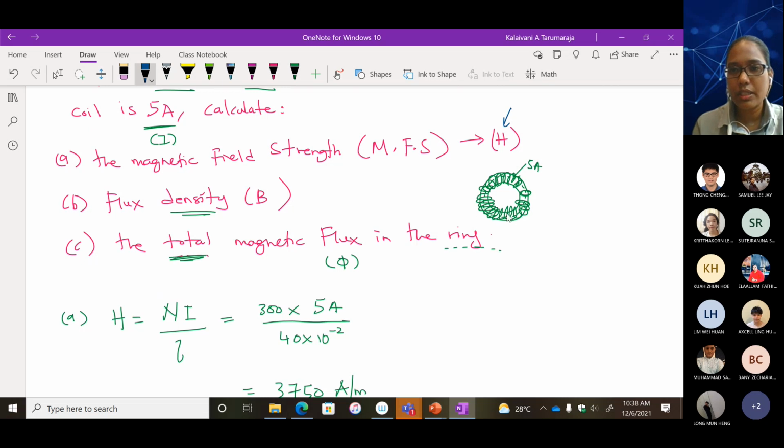This is the sketch that Miss drew here. Maybe it looks messy, but it looks like a ring. Just think of a circle, like a ring, and you have the coil, and the coil has 300 turns. At the same time the current flowing through the turns of the coil is 5 ampere. So for the first one we are going to calculate, we need to define what equation we are going to use, and we go on with this equation.